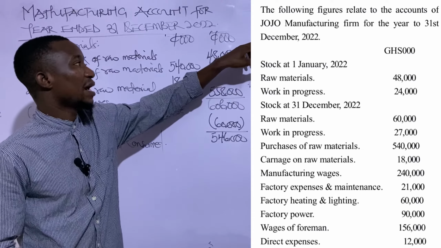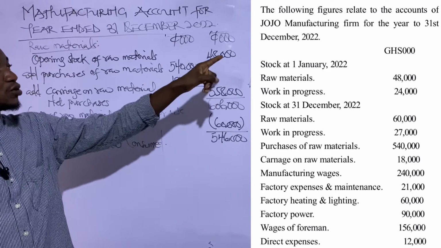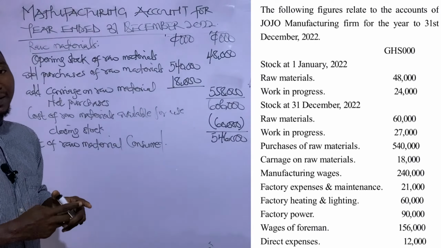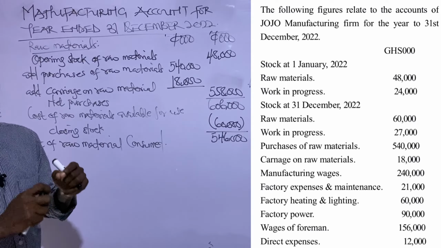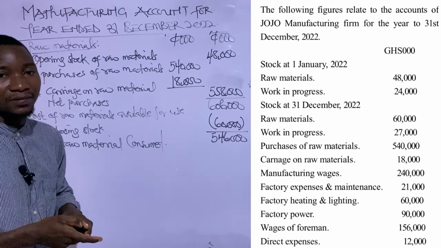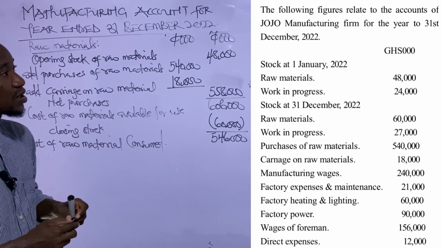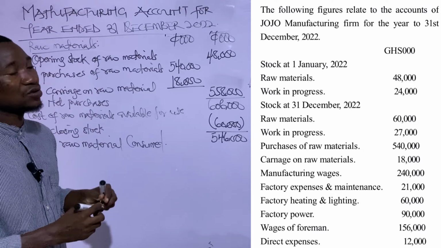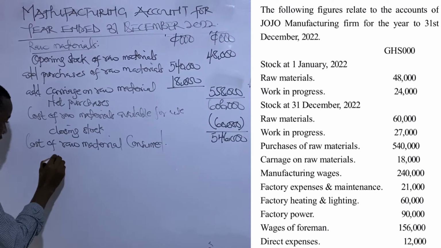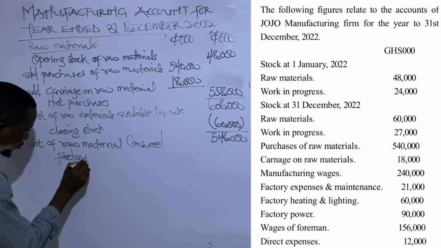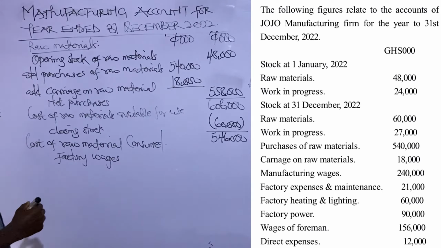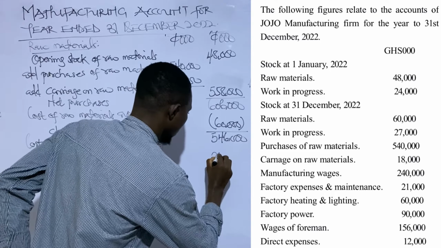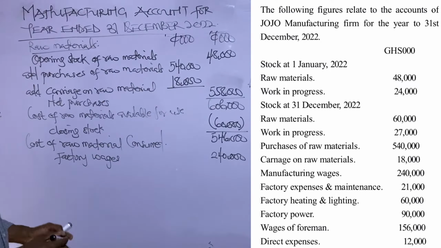The next thing to look for is the direct labor cost. Is there any direct labor cost from the question? When we look through the question, there is a direct labor cost. And the direct labor cost we could see is factory wages, because direct labor costs are those labor costs that can be directly traced to the product made. We have two labor costs in this question: the factory wages, and wages for foreman. But the very direct one has to do with the factory wages. So we have factory wages being the direct labor cost, and from the question it is an amount of 240,000 as the factory wages.